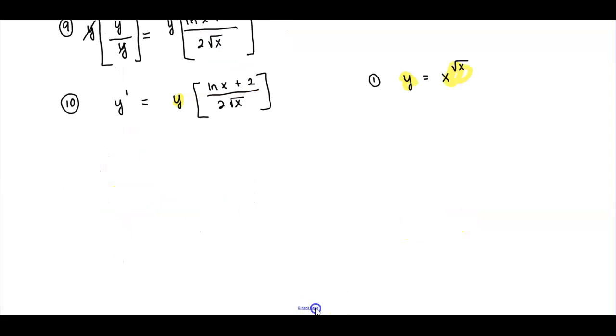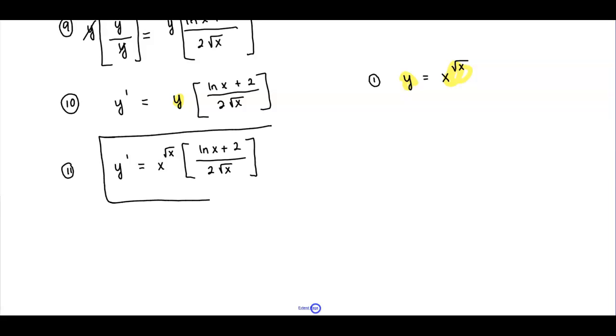So our answer is going to be the following: y prime, which is equal to x to the power of the square root of x times the natural log of x plus 2 over 2 times the square root of x. Therefore, there is the derivative of our function.